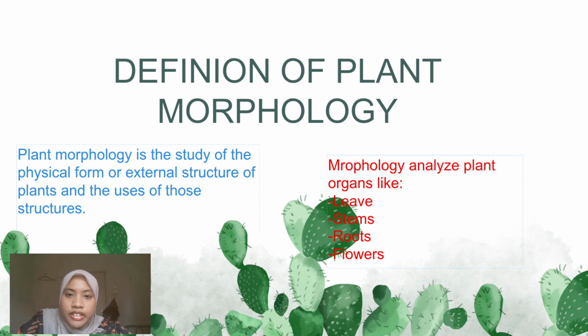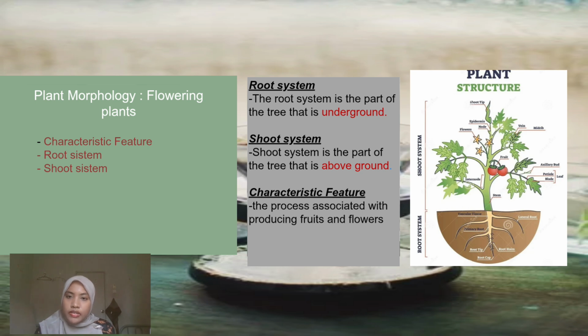So, the definition of plant morphology: it is the study of the physical, external structure of plants and the use of those structures. Morphology analyzes plant organs. Basically, plants have leaf, stem, roots, and flowers. Plus morphology in flowering plants. Basically, flowering plants have three items: characteristic feature, root system, and shoot system.